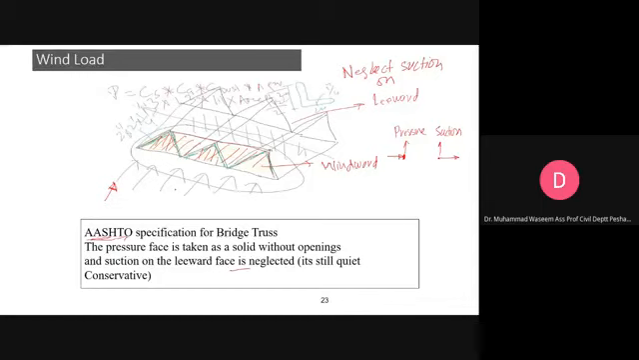So what we do, as per the AASHTO specification, is neglect suction on this side, and we consider this truss as a solid cross section. We know there are some open spaces here, but according to the code we consider it as solid without openings, and we apply the pressure and design this bridge for this pressure. Now, you have to neglect the suction on the leeward side whenever you are designing a bridge. You don't have to consider the suction.